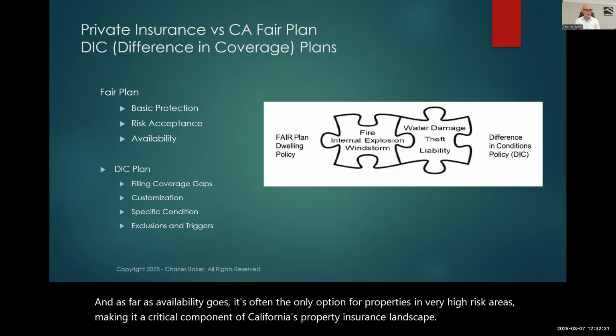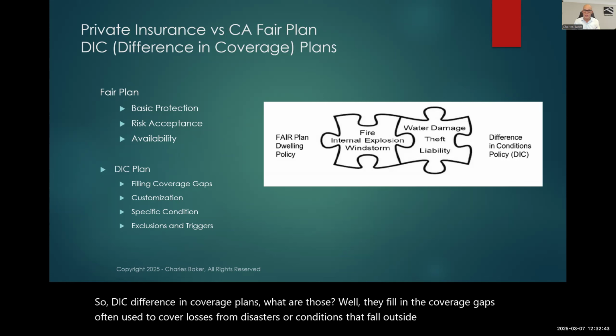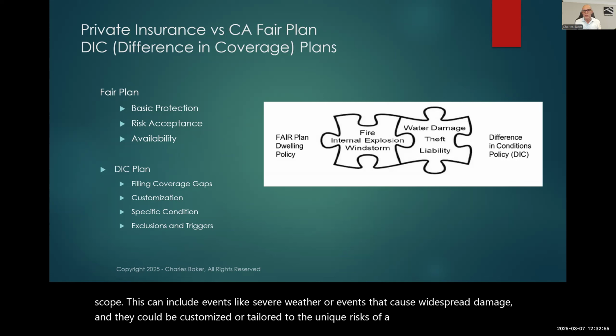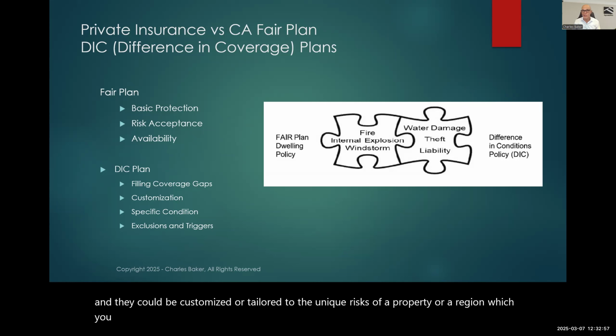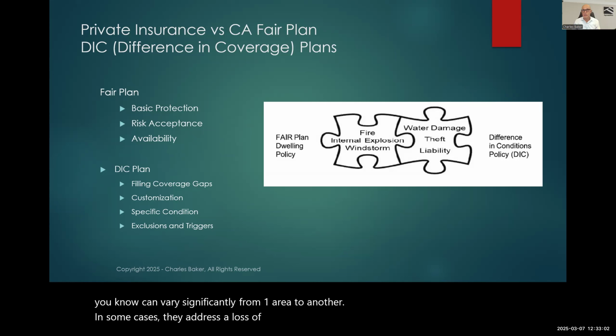So DIC, difference in coverage plans. What are those? Well, they fill in the coverage gaps, often used to cover losses from disasters or conditions that fall outside the standard policy's scope. This can include events like severe weather or events that cause widespread damage, and they can be customized or tailored to the unique risks of a property or a region, which can vary significantly from one area to another. In some cases, they address loss of use, debris removal, or even environmental hazards.